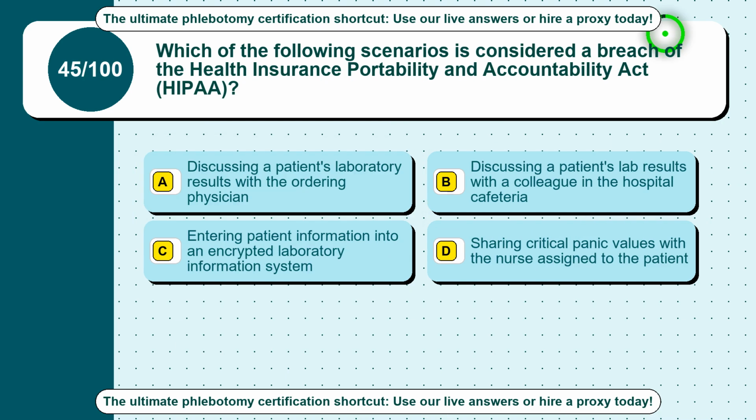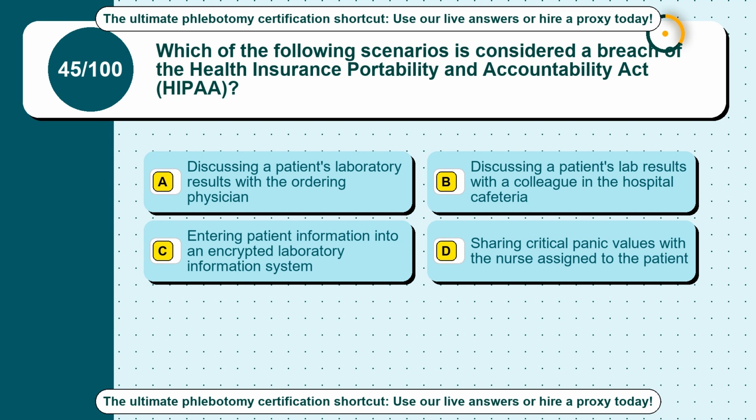Question 45. Which of the following scenarios is considered a breach of the Health Insurance Portability and Accountability Act, HIPAA? Option A, discussing a patient's laboratory results with the ordering physician. Option B, discussing a patient's lab results with a colleague in the hospital cafeteria.